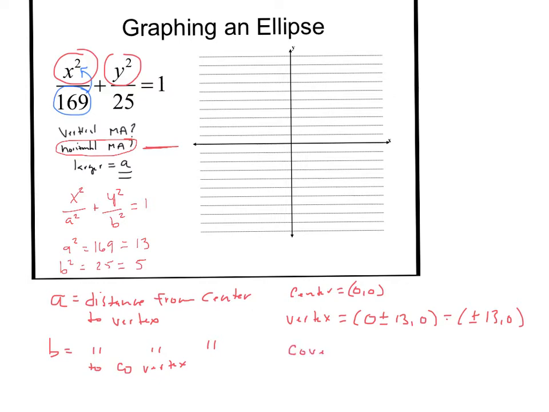My co-vertices are going to work the same way. b was 5. I got that from this stuff over here. And instead of shifting an x distance, I'm shifting a y distance. And I get plus or minus 5.